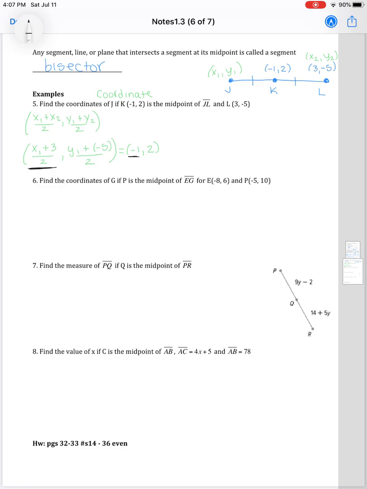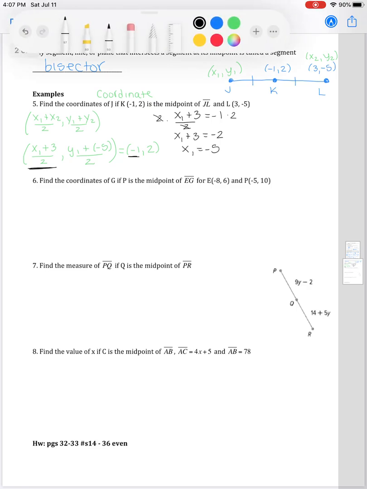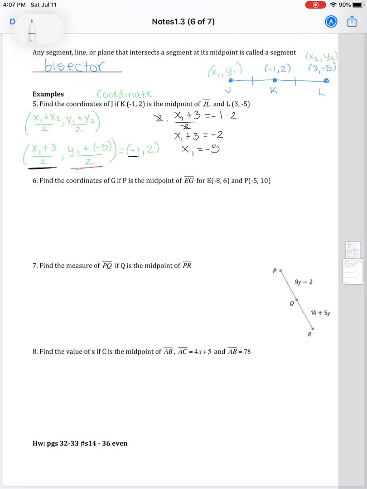So what we're going to do is take each piece. The x value right here, we know has to be equal to -1. So (x1 plus 3) divided by 2 is -1. We're going to multiply by 2 on both sides to get rid of these. So x1 plus 3 is equal to -2, and we're going to subtract the 3, and we get -5. So there's our x value.